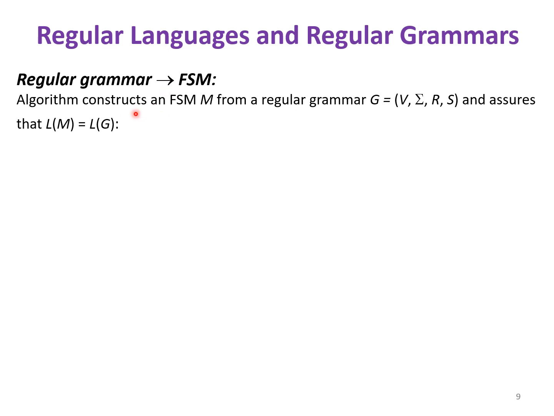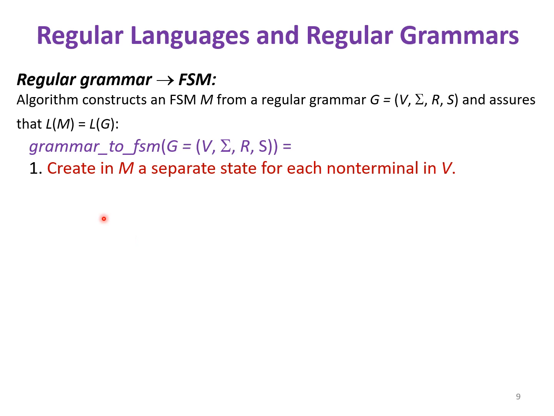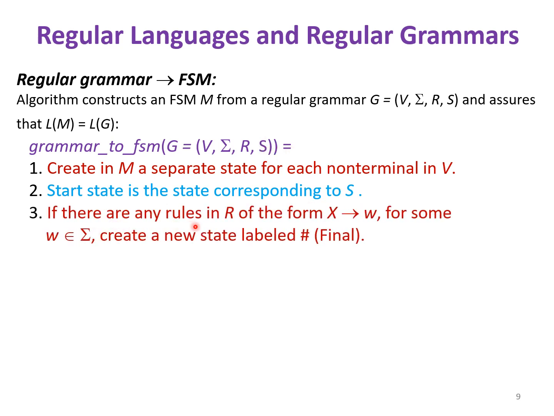This algorithm constructs an FSM M from a regular grammar G = (V, Σ, R, S) and ensures that L(M) = L(G). So the first step in this grammar is to create in M a separate state for each non-terminal in V. Then the start state is the state corresponding to S. If there are any rules in R of the form X → w for some w belonging to Σ, then create a new state labeled #, which is the final state.